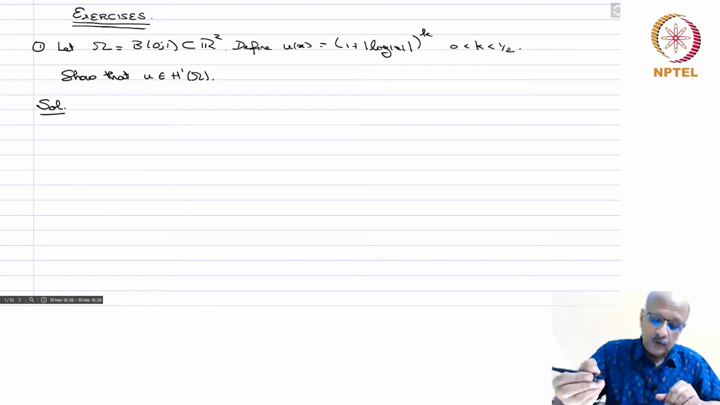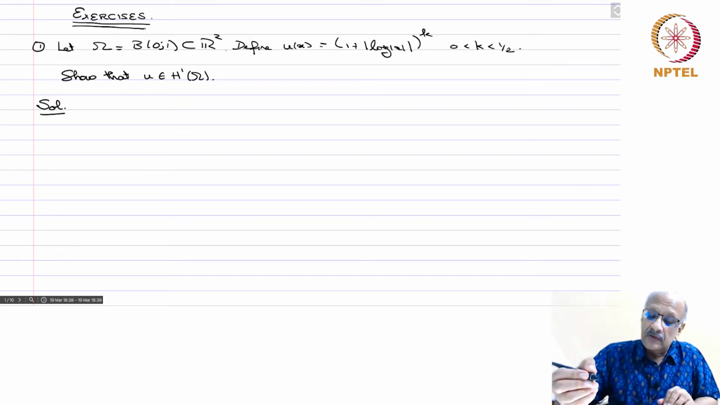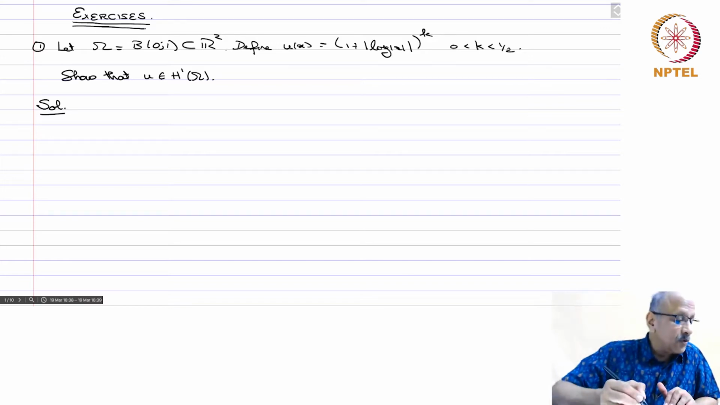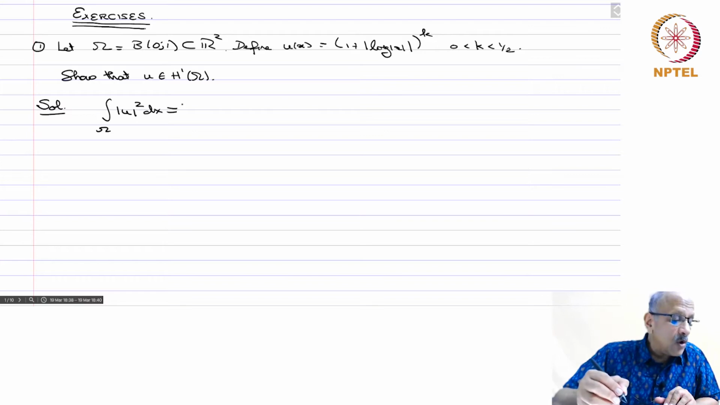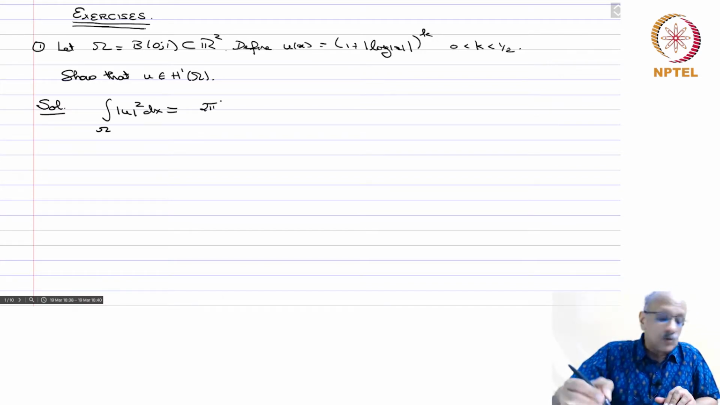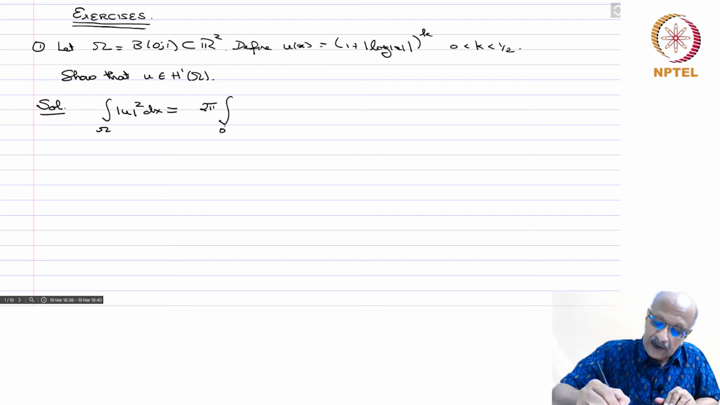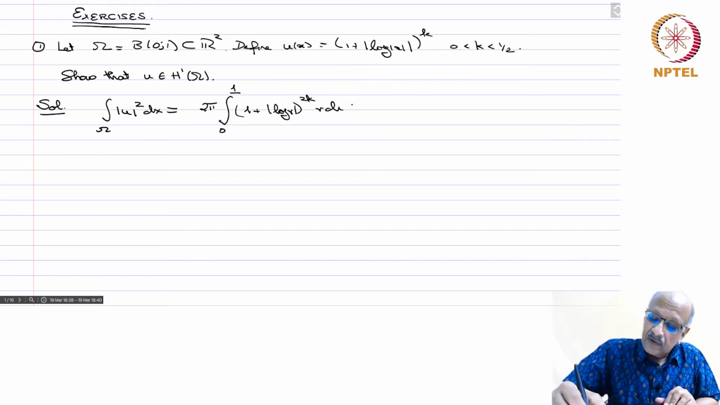So we have to show that u is in L2 and its first distribution derivatives, du/dx1 and du/dx2, are also in L2. So that's all that we have to do. So let us take the integral over Omega of |u|^2. I will convert this into polar coordinates. Now it's a radial function, therefore there is no theta component. So when I integrate on theta from 0 to 2 pi, I will pick up a 2 pi, and then I am integrating with respect to r, from 0 to 1, (1 plus |log r|) to the power 2k, and then for dx you will pick up r dr from the polar coordinate formula.